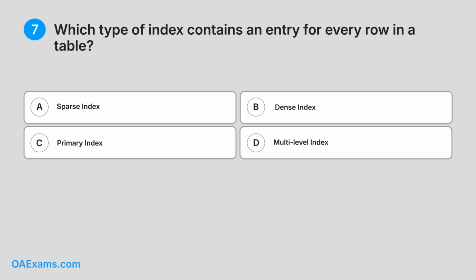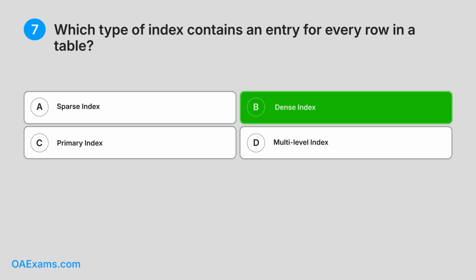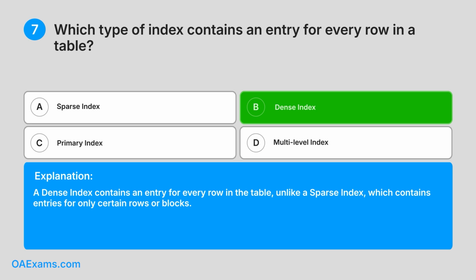Correct answer. B. Dense index. Explanation. A dense index contains an entry for every row in the table, unlike a sparse index, which contains entries for only certain rows or blocks.